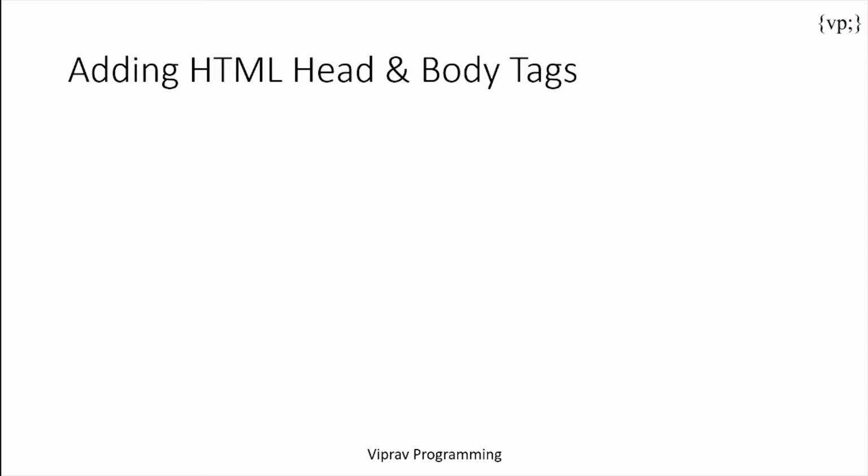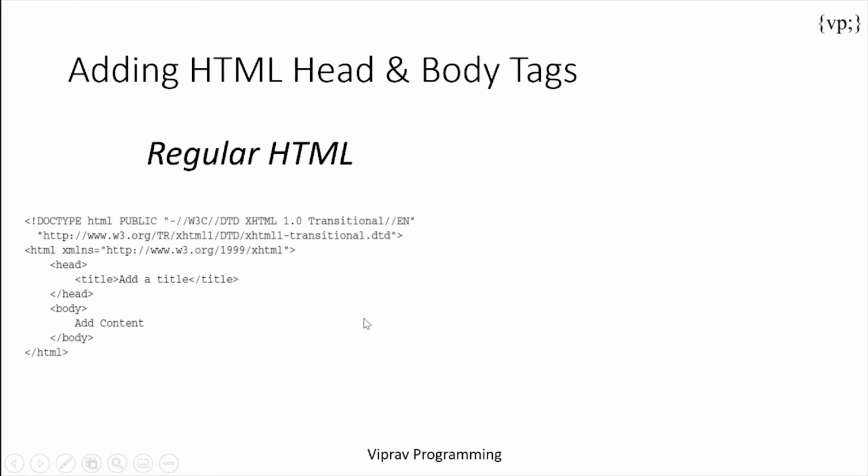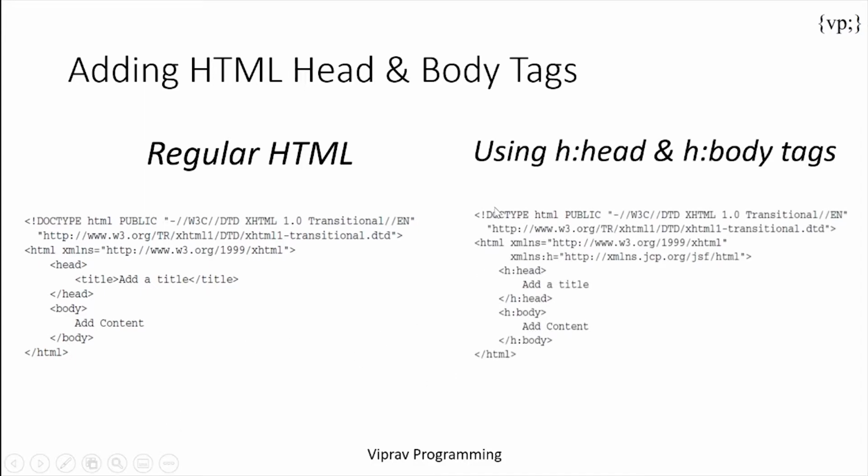Then there's adding HTML head and body tags. This is regular HTML, which you're mostly familiar with, your head tag and your body tag over here. In JSF, you can't really use plain HTML since they use XHTML. So what they do instead is use h:head and h:body tags. Like I showed before, the namespace declares this prefix h as taking this HTML library, so anything with the prefix h will be of the HTML library. That means this head will behave exactly the same as this head, and this body will work exactly the same as this body.